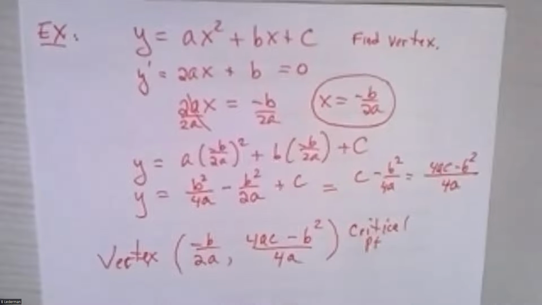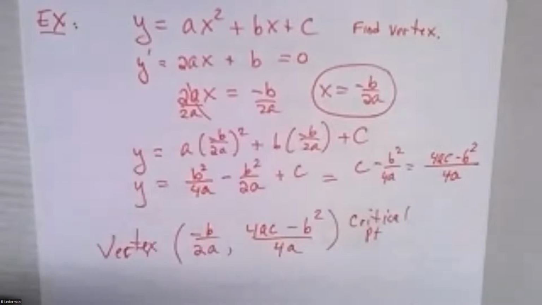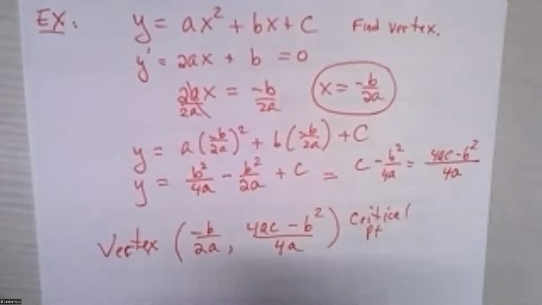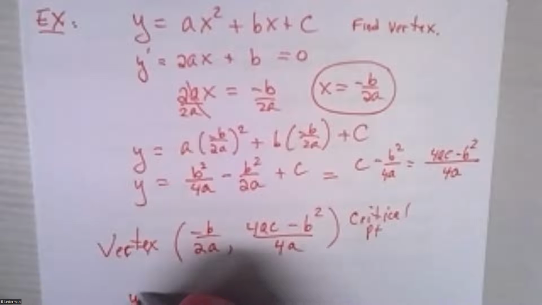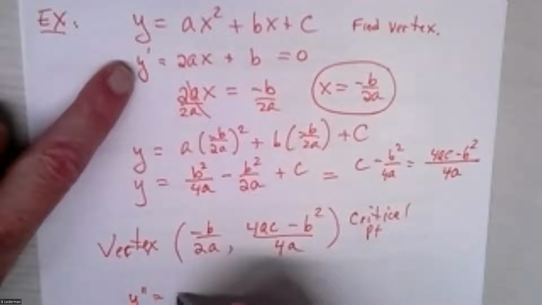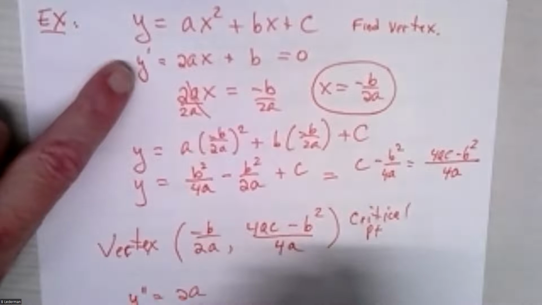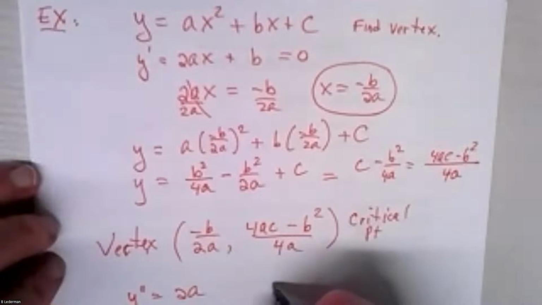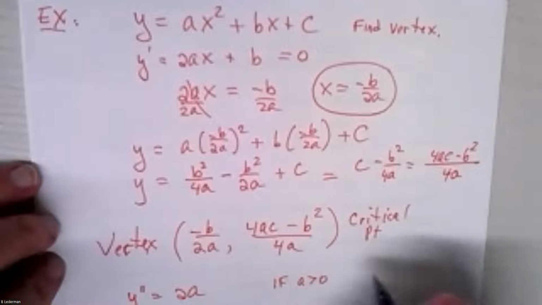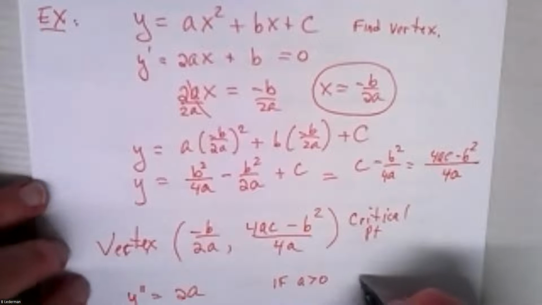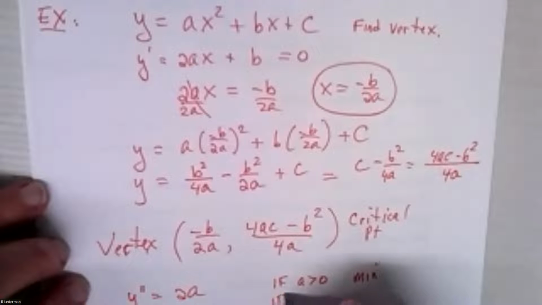Now the easiest way in this case, I believe, is to use the second derivative test. Let's find y double prime. y double prime is equal to 2a. Well, if a is positive, then we have a min, and if a is negative, then we have a max.